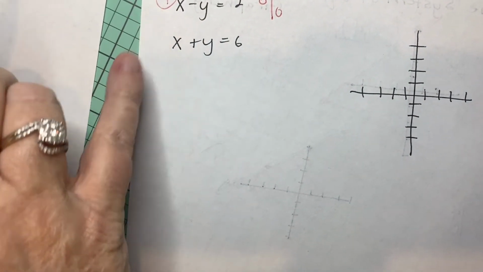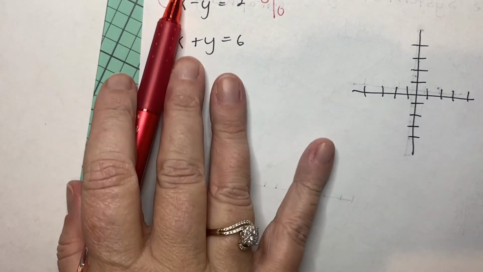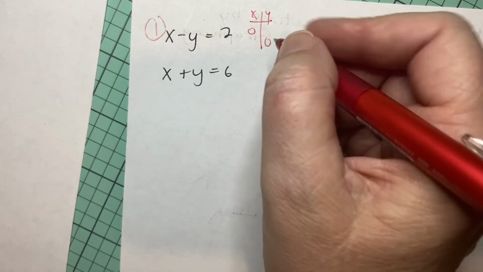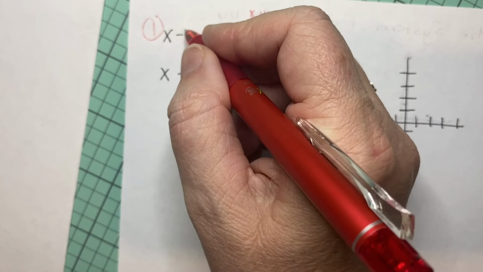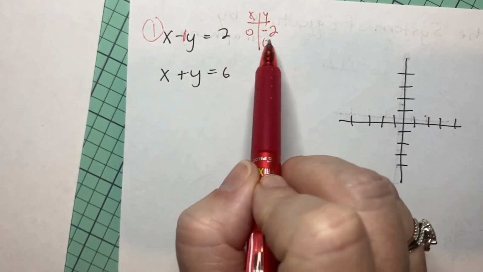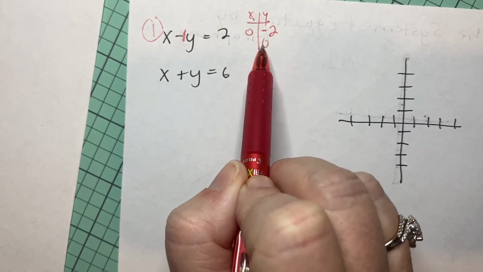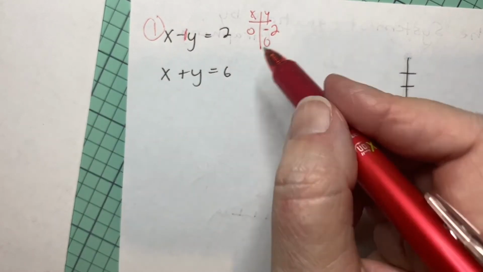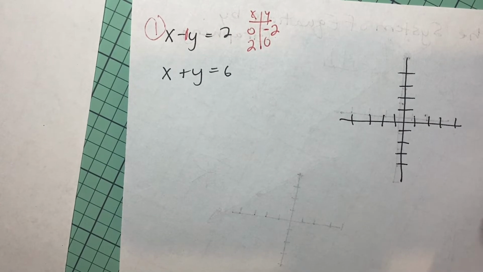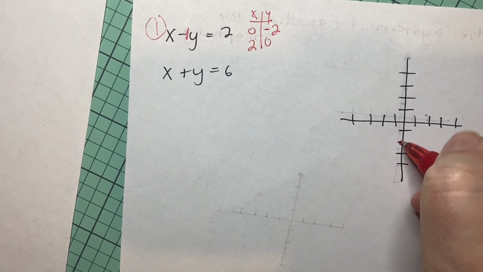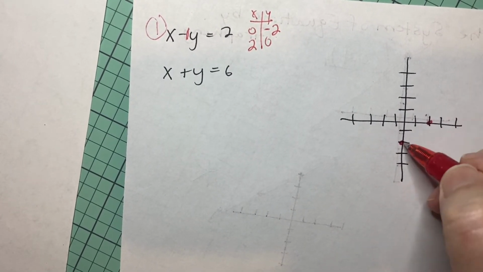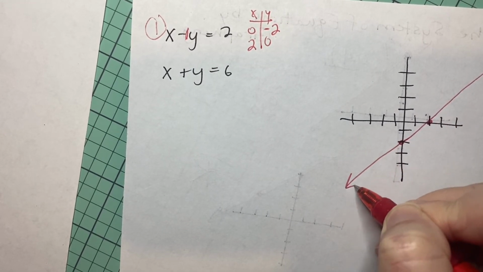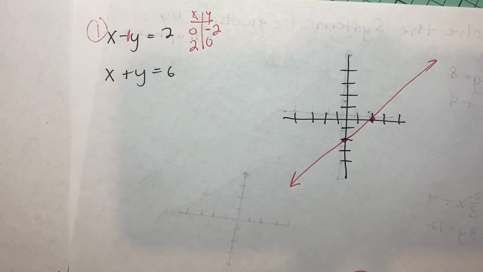So when x is 0, this is a good one to look at because you've got negative y equals 2. So positive y would equal negative 2, because it's like you're dividing by that -1. 2 divided by -1 is -2. And then when y is 0, you cover up y, and so x is just equal to 2. So you have the point (0, -2) and the point (2, 0). I'm going to try my best to do a nice straight line there. And so there's our graph for that one.